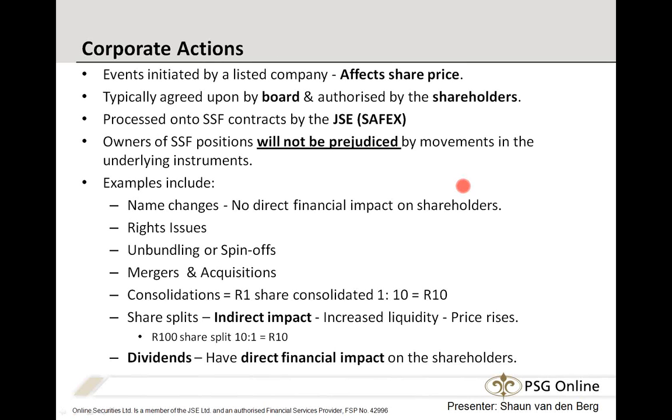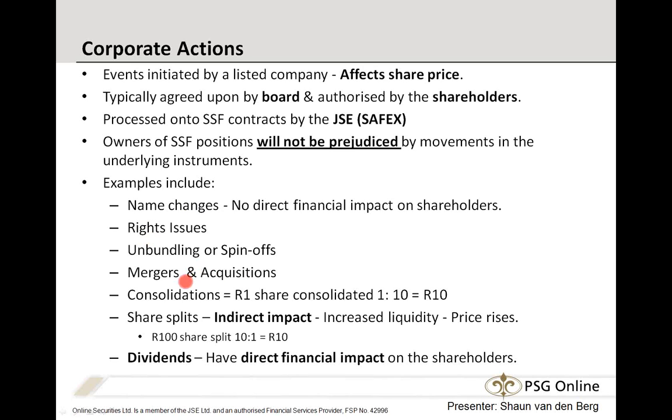So when it comes to corporate actions, this is anything that can affect the share price of the company. So it's obviously agreed on by the directors or the board, okay, and authorized by the shareholders of the company. This is the underlying shares. And it's processed through the JSE SAFEX, or the Futures Exchange. The idea with corporate actions, you don't want to be prejudiced, okay, in the sense that the market moves against you. So, for example, the company changes its name, okay, it's not going to really affect the share price. If there's a rights issue, it's not going to really affect the share price. And unbundlings and spin-offs and things like that, you won't really be affected.